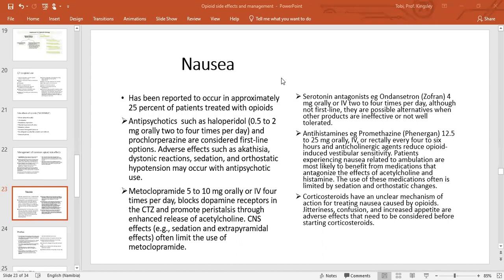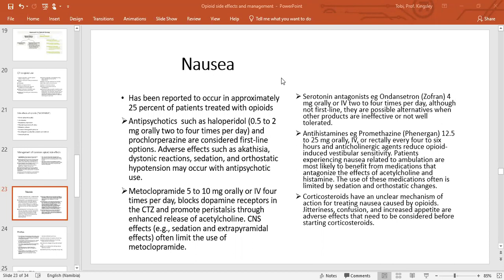But don't forget that in as much as metoclopramide is useful in opioid-induced nausea, it's not a first-line antiemetic to be used in the general population. In fact, some studies have shown that metoclopramide is not better than a placebo in the prophylaxis against postoperative nausea and vomiting.